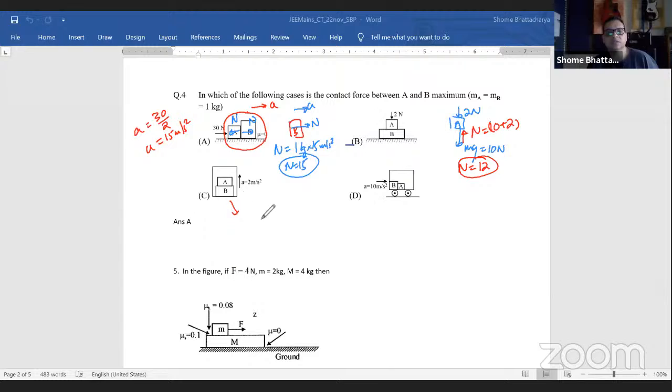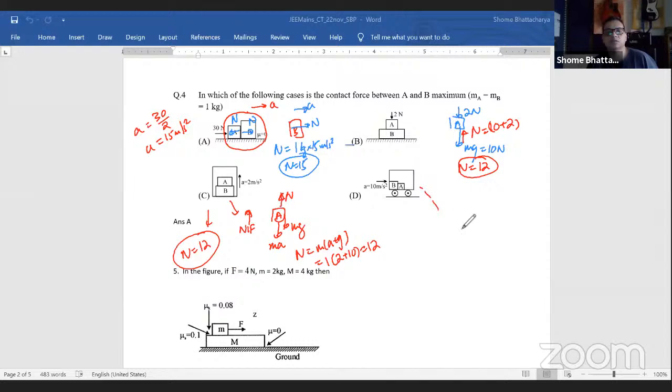Similarly, in this case, you make the free body diagram of A in the non-inertial frame. Okay. So there is pseudo force, there is weight, and there is normal reaction. So again, normal reaction is 1 kg into 2 plus 10, so 12 newtons. So here also normal reaction is 12 newtons, this case also.